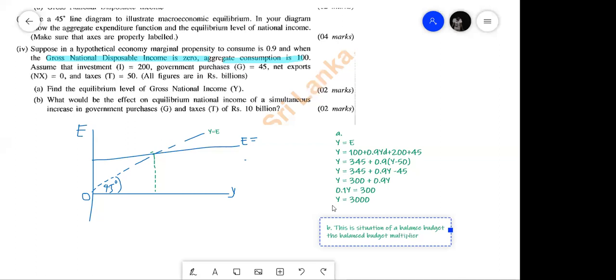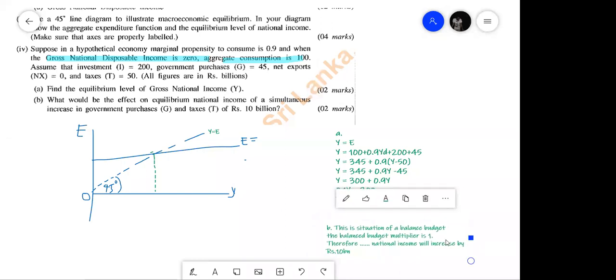The multiplier is 1, right? So that means if this and this increases by 10, national income will increase by 10 billion. So what effect on national income? You can say, therefore, when government increases their taxes by 10 billion and also spends that 10 billion, national income will increase by 10 billion. Yeah, that's all that you have to write. So put in something like that. Your answer is more than enough.